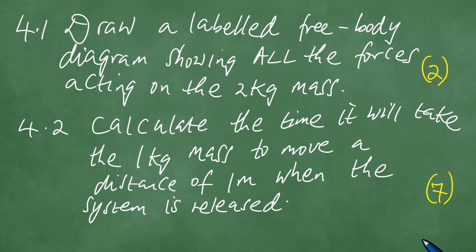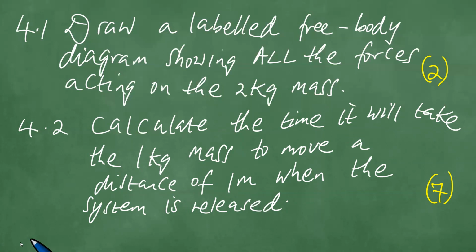We continue to solve this problem. Now, the first part is 2 marks because you have to draw a labeled free body diagram showing all the forces acting on the 2 kg mass, and we showed the 2 forces, the weight and the tension. In the second part, we need to calculate the time it will take the 1 kg mass to move a distance of 1 meter when the system is released.